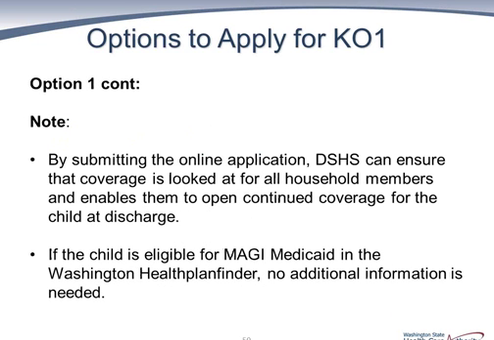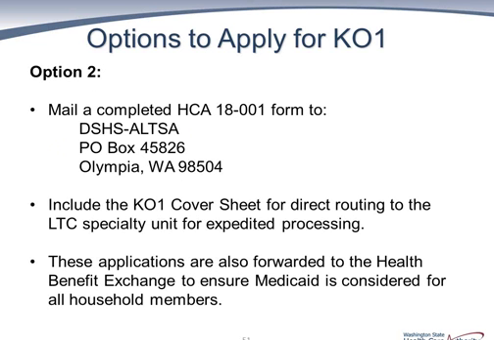I think the other option that we have is that you can mail the completed 18001 form to our PO box. That's the ALTSA hub. And if you do that, that's when we would say, please attach that KO1 cover sheet, because we have a different process. Like Mary said earlier, anytime DSHS receives an 18001, we just go right off to the Health Benefit Exchange with it. And so these particular ones, we want to stop and make sure they get put into the DMS record for our staff to be able to work.